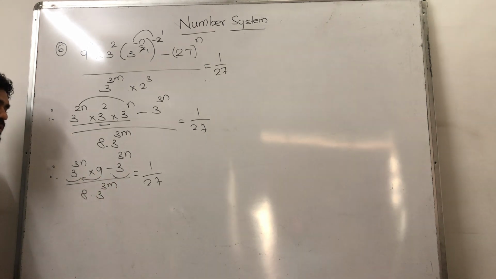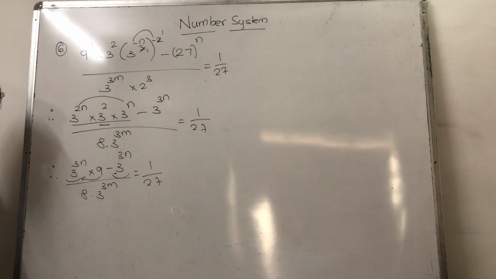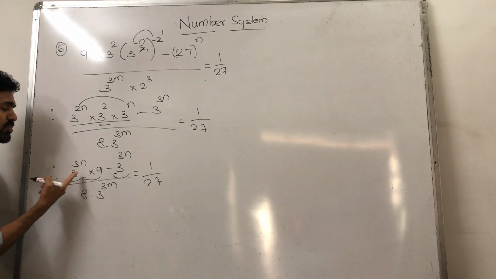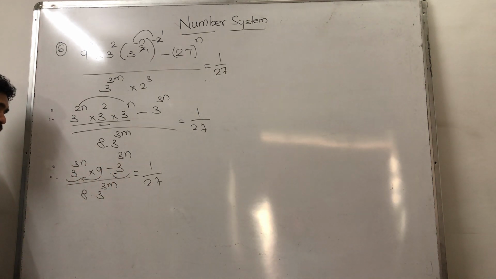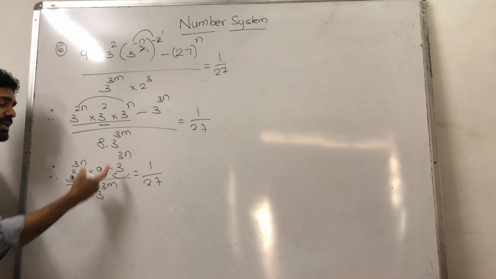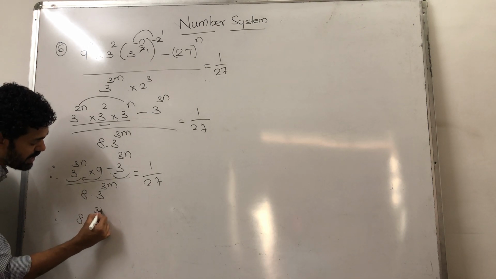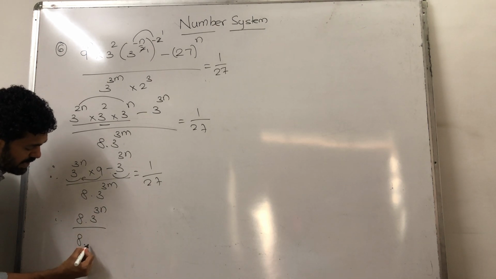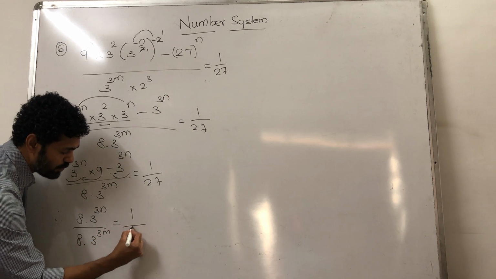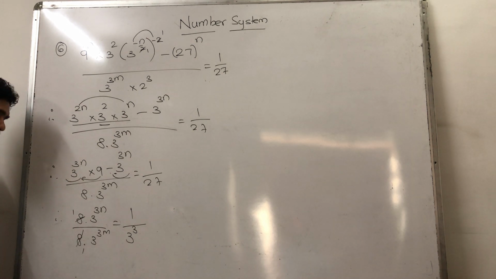Minus, this is how many times 3 raised to 3n? Only one time, because there is no coefficient to this, therefore the coefficient is 1. So this term is 9 times 3 raised to 3n and this term is 1 times 3 raised to 3n. Now 9 times 3 raised to 3n minus 1 times 3 raised to 3n would be 8 times 3 raised to 3n. And in the denominator we have 8 times 3 raised to 3m. This is 1 by 27. I am writing 27 as 3 cube. 8 in the numerator, denominator gets cancelled.